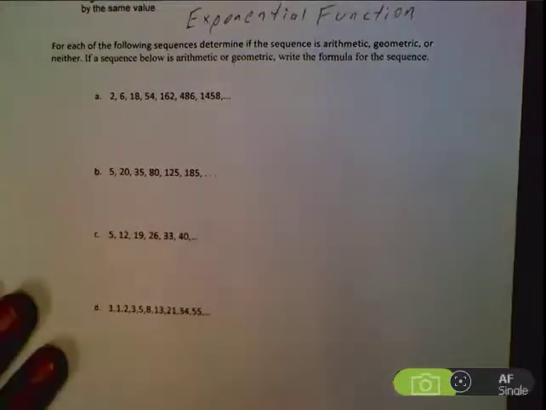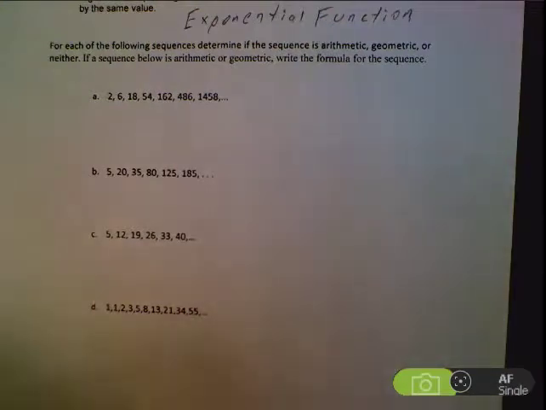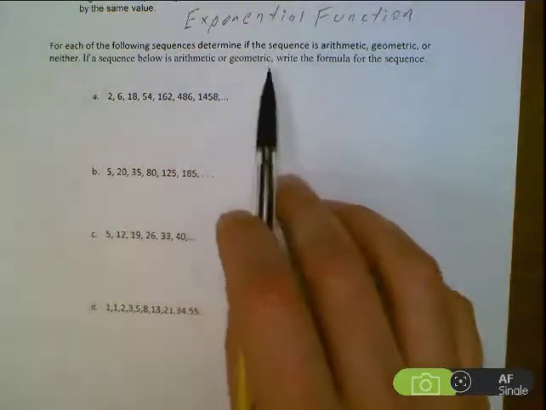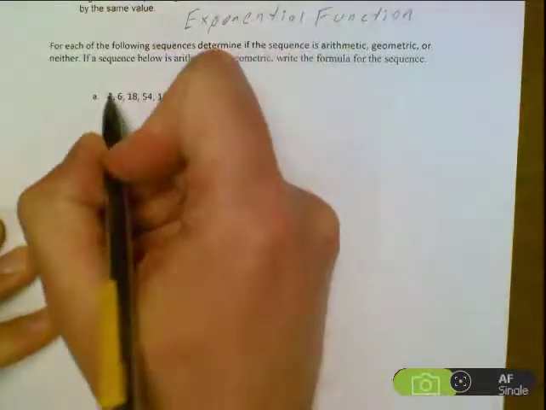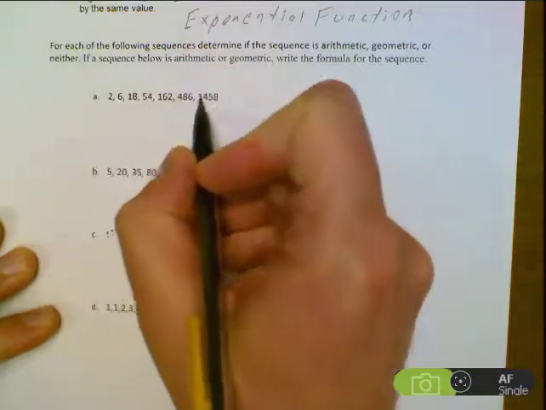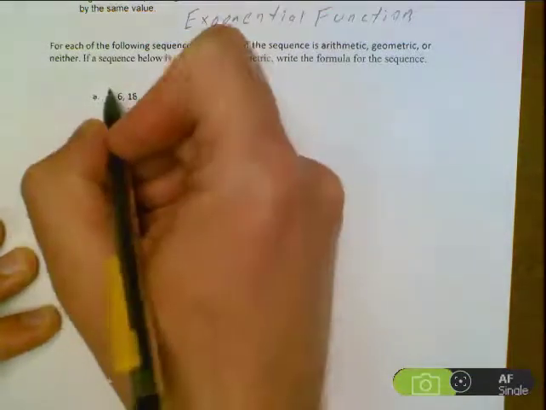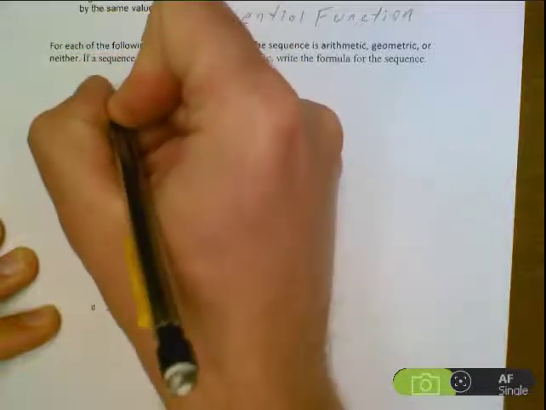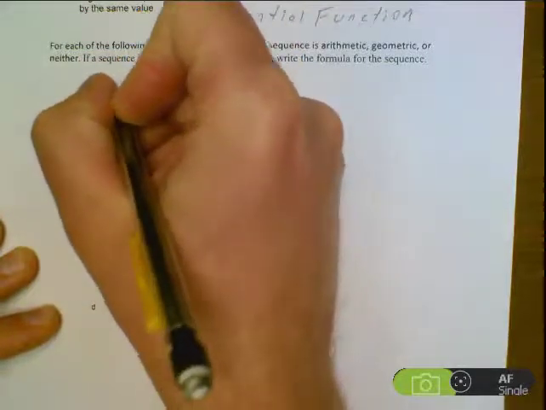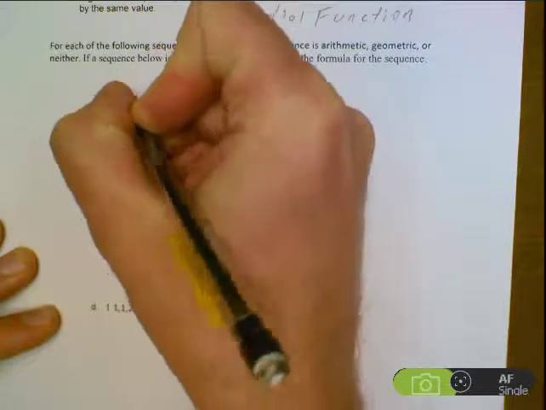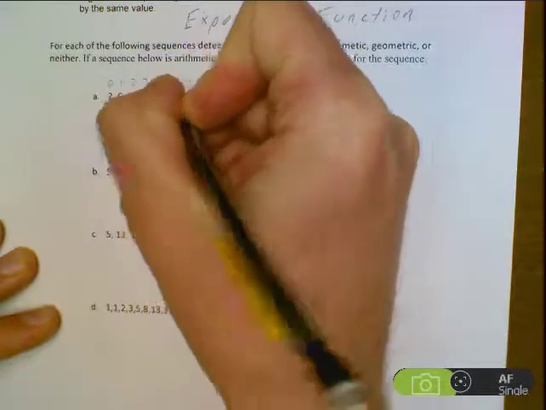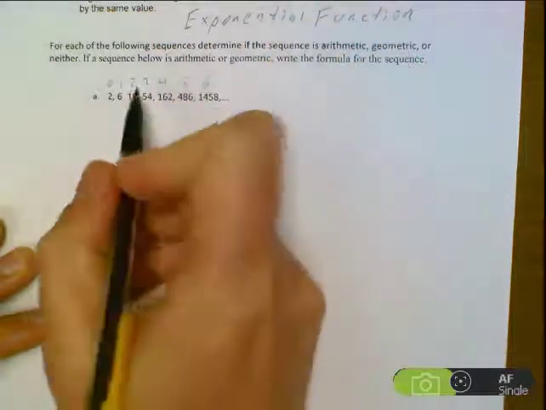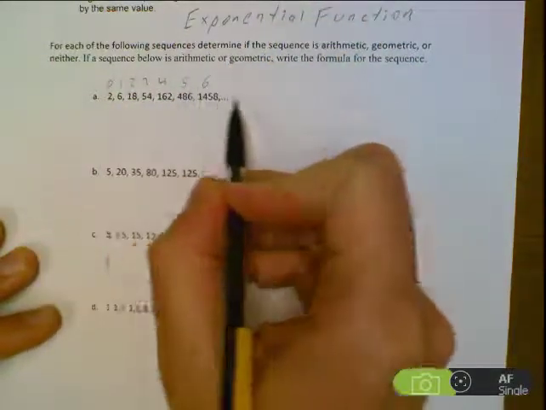Okay, so what we want to do is, for each of the following sequences, determine if the sequence is arithmetic, geometric, or neither. If it's arithmetic or geometric, we want to write a formula for the sequence. The way to think of these is as the output of some function, and this is the input. We like to start at 0. So think of this as the 0 term, first term, second term, third term, fourth term, fifth term, sixth, etc. These are the inputs, and this is the output.